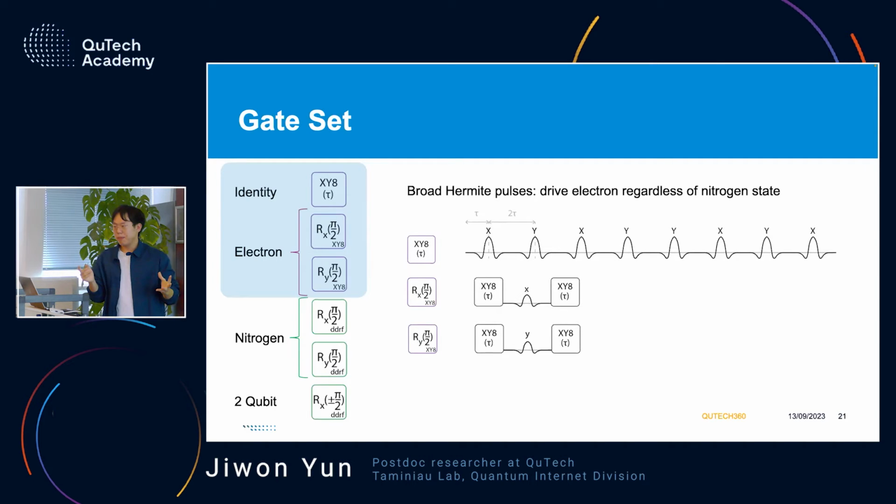After that, we also prepare a pi/2 gate on our electron, both for an X phase and a Y phase. These we also prepare with a Hermite pi/2 pulse envelope that is sandwiched between XY8 sequences so that the electron is always decoupled from the system.